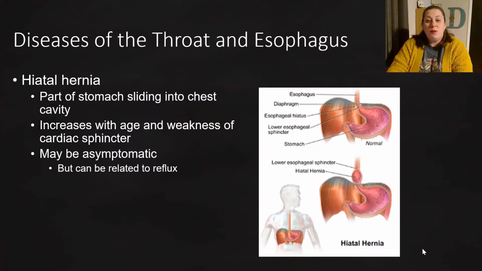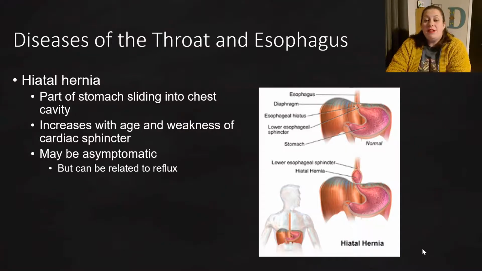All right, the next one we want to look at is called the hiatal hernia. Anytime we talk about a hernia, this means that a piece of something is going into a location that it really shouldn't. Here, part of the stomach is sliding into the chest cavity. Your stomach is supposed to be in your abdominal cavity. Remember, the diaphragm separates your abdominal cavity from your chest cavity, and the stomach is right underneath that.